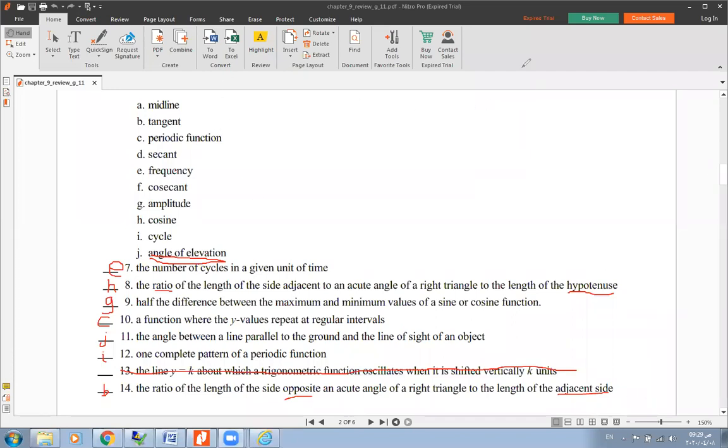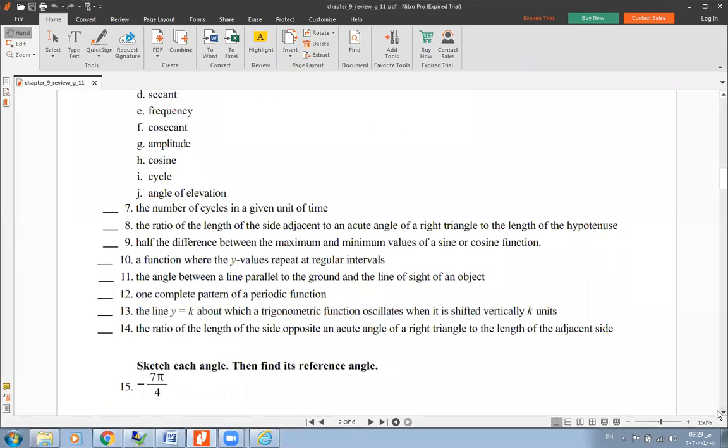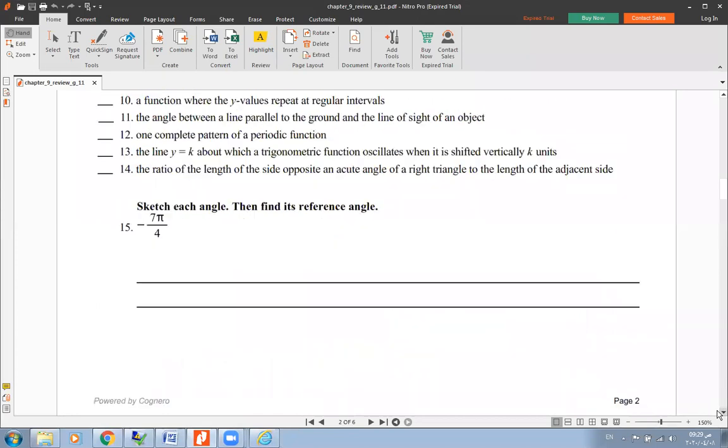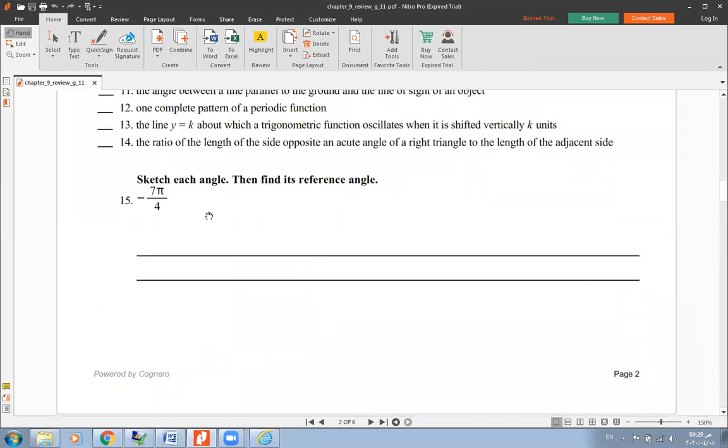Okay, we're going to sketch each angle, then find its reference angle. Pay attention with me. As we said with Hussein, if we have a negative angle, we must add 360. It means we must get the coterminal angle of the given angle. This is the first step.